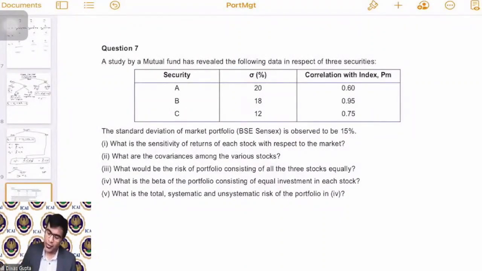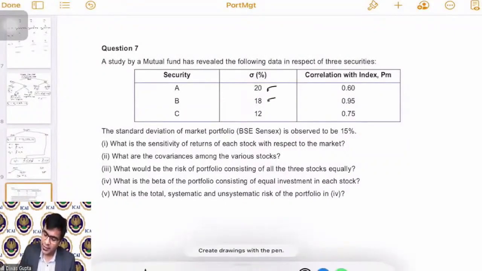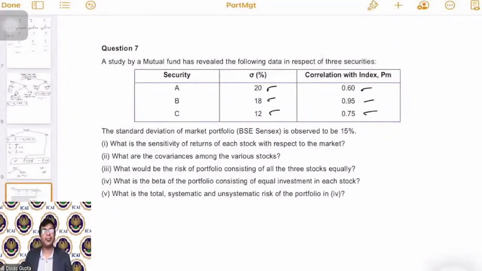Okay. So, for all the 3 securities, we are given the standard deviation and the correlation with index PM. That means correlation with the index. Correlation here is the correlation coefficient, which is R. Let's say this is R of A with the market, this is R of B with market, and R of C with market. So they're saying correlation with index PM. Now the standard deviation of the market portfolio is observed to be 15%. Apart from this data, 15% is the market standard deviation.